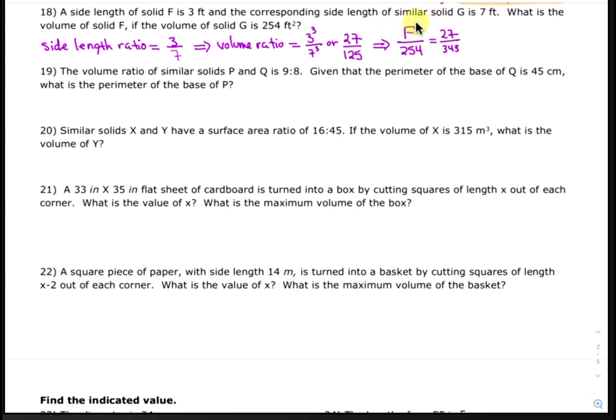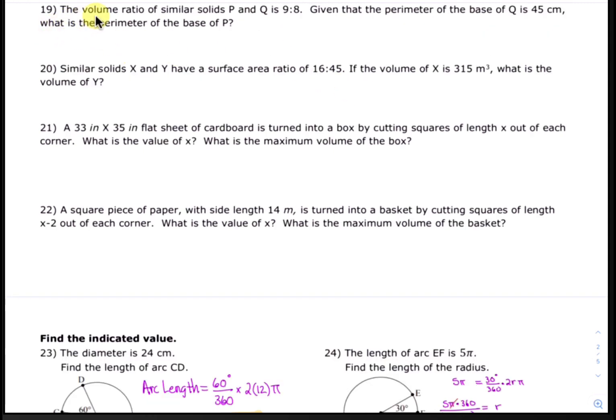So now we can say the volume of the smaller solid F divided by the volume of G, 254, equals the ratio of 27 to 343. Now if we cross multiply, we'll get 343 times F, or X, equals 6858. And so that means F, or X, is equal to 19.994 cubic feet.